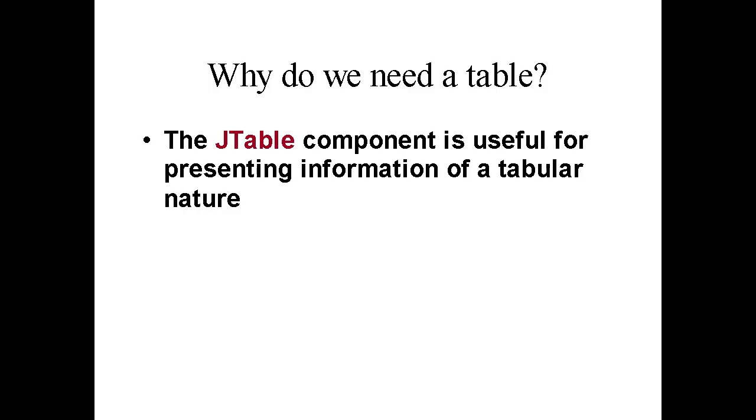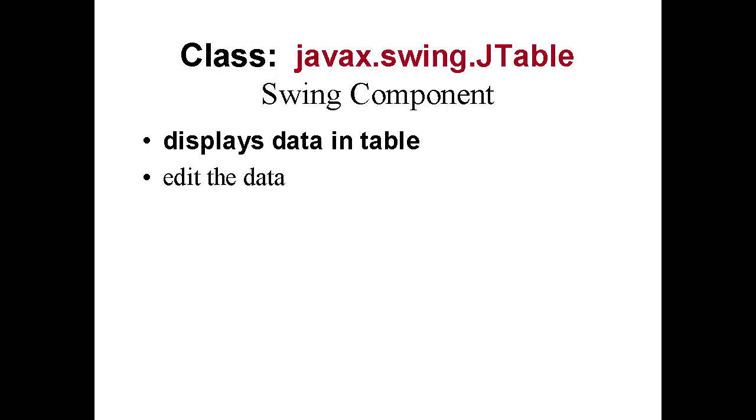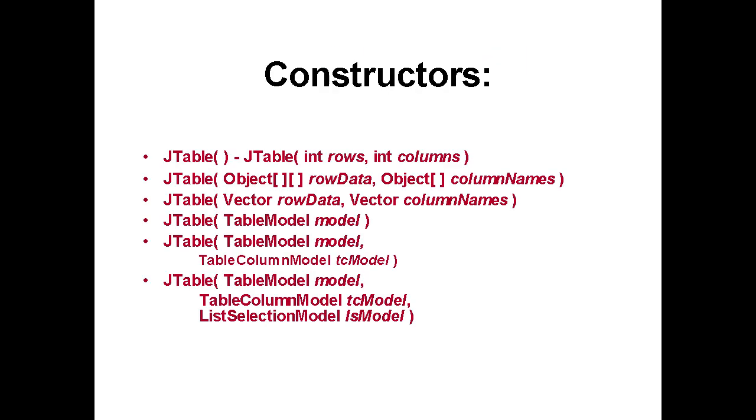So then the question is, what do you need a table for? And the JTable component is useful for presenting tabular data like a spreadsheet. And it has properties that include columns, rows, and cells which locate the data. And the way we deal with it is we import the javax.swing JTable component. Then we can display the data in the table, and we can proceed to edit the table.